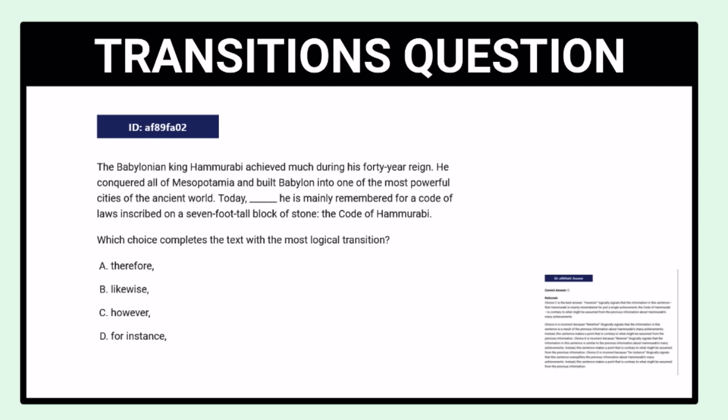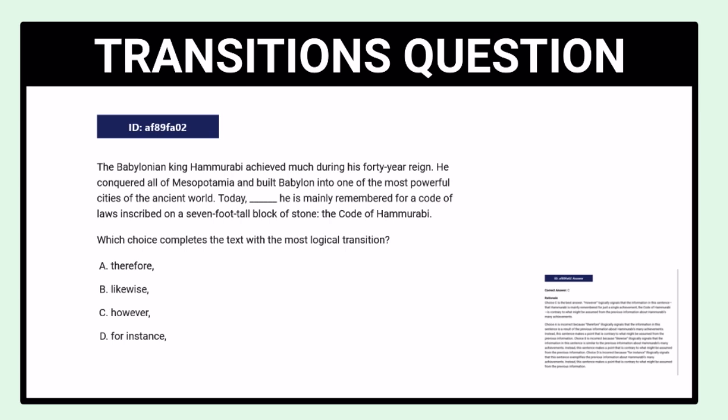So here the paragraph says, the Babylonian king Hammurabi achieved much during his 40-year reign. He conquered all of Mesopotamia and built Babylon into one of the most powerful cities of the ancient world. Today blank, he is mainly remembered for a code of laws inscribed on a 7-foot tall block of stone, the Code of Hammurabi. So I very, very strongly suggest not to look at the answers before, but come up with your own answer before moving on to the answer choices, because usually the answer choices are designed in a way to trick you. So when you have your own word, it's very difficult to pick the wrong answer.